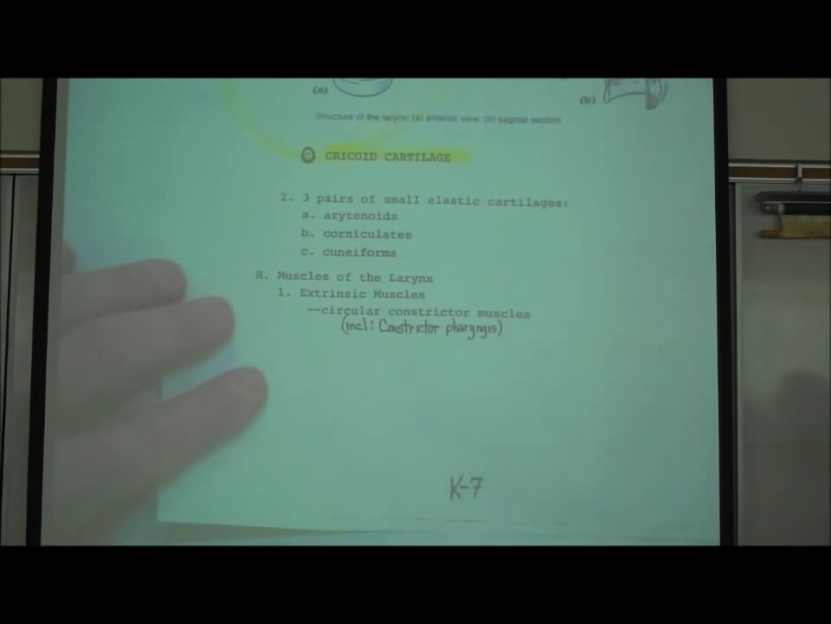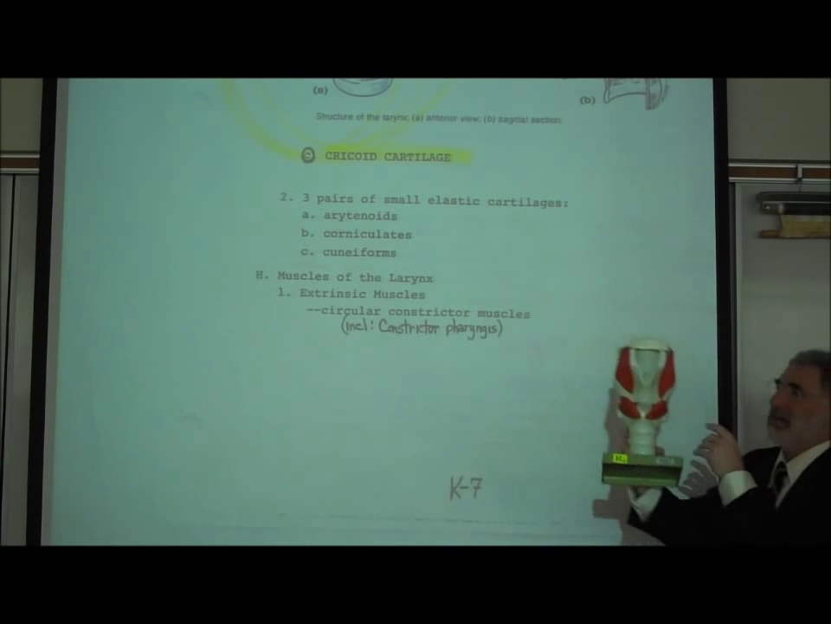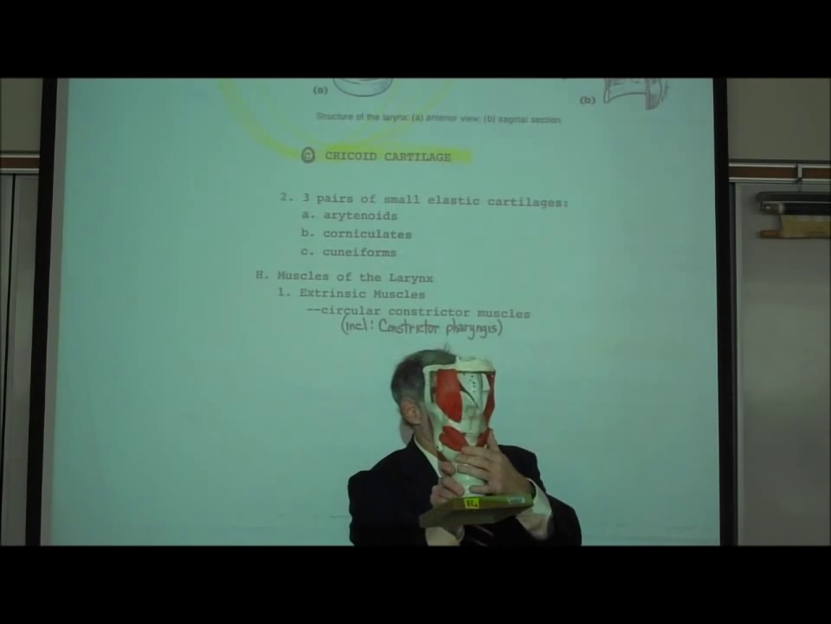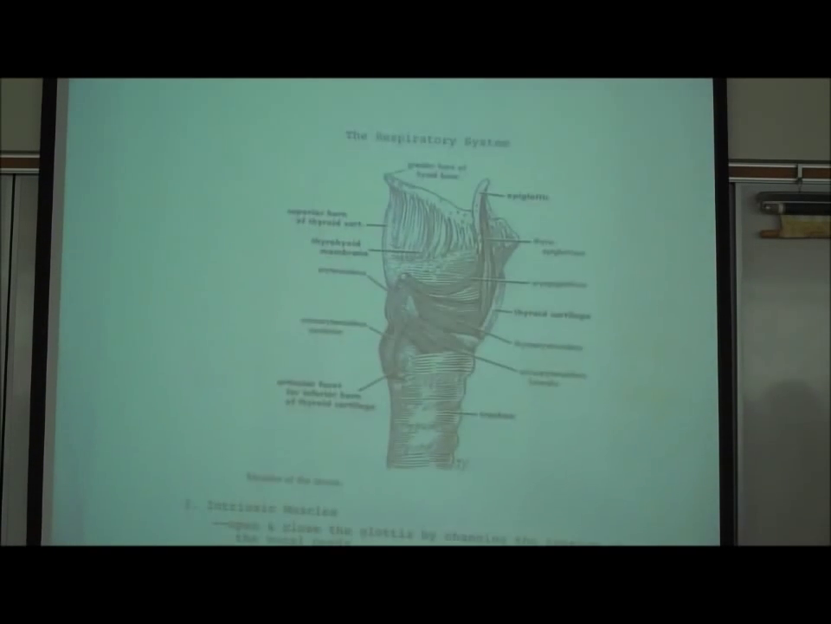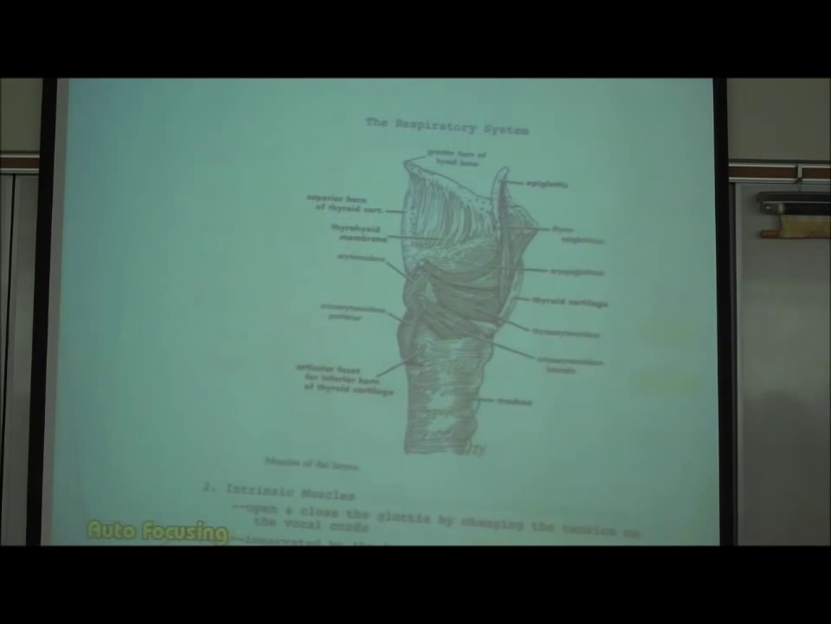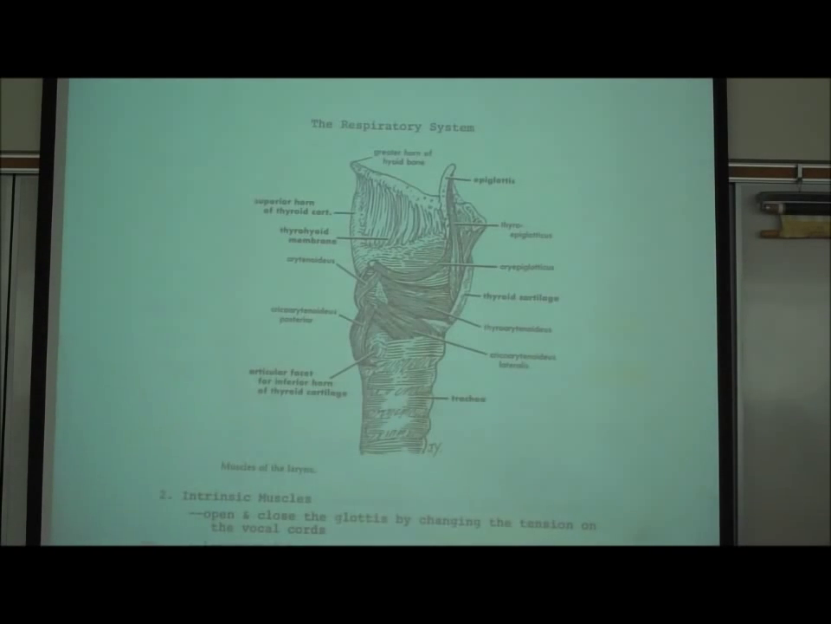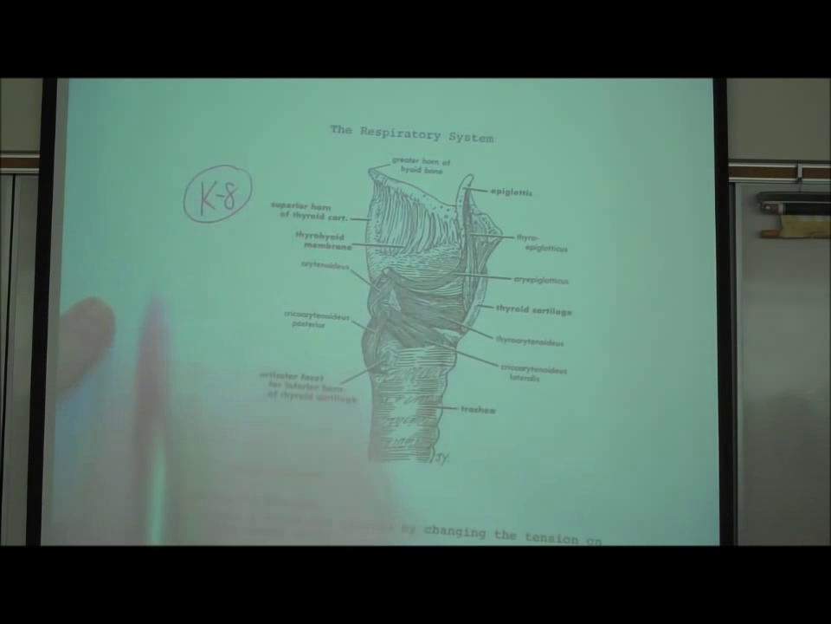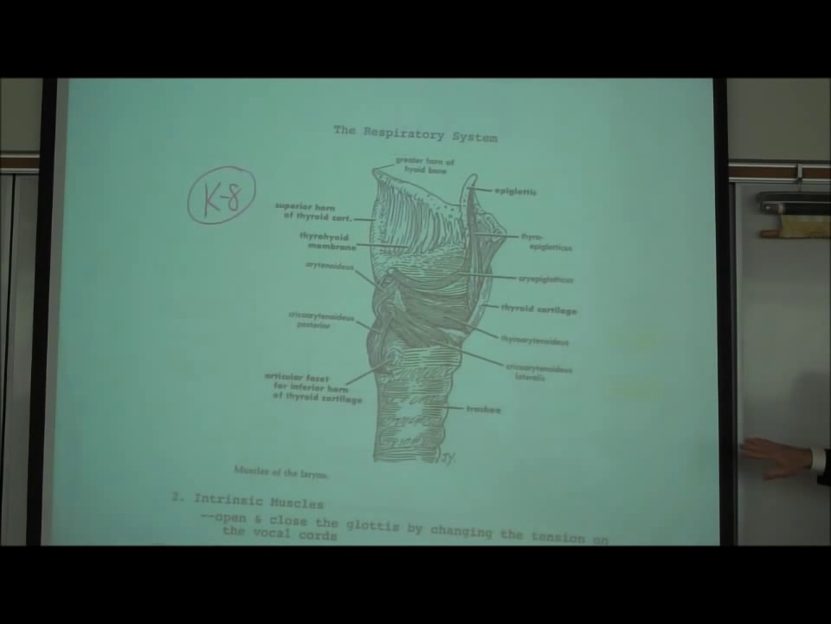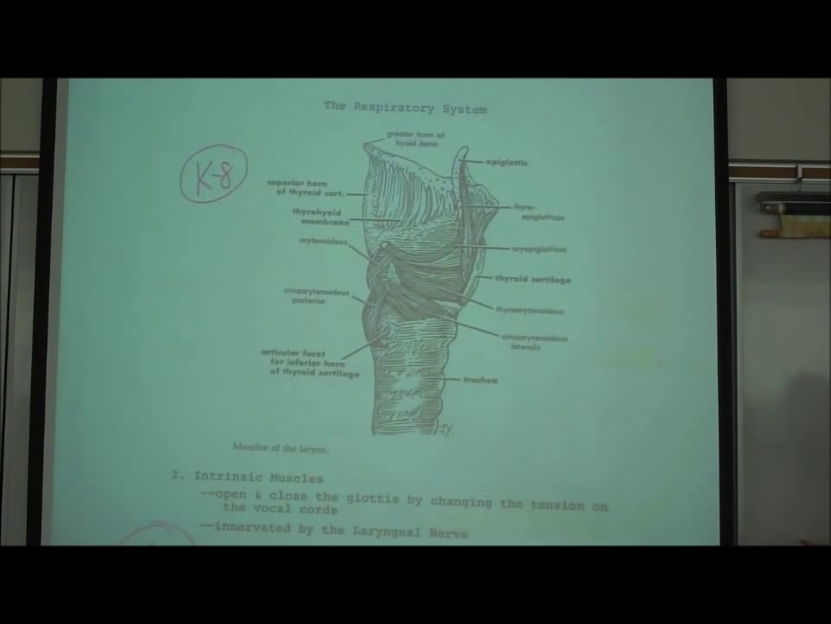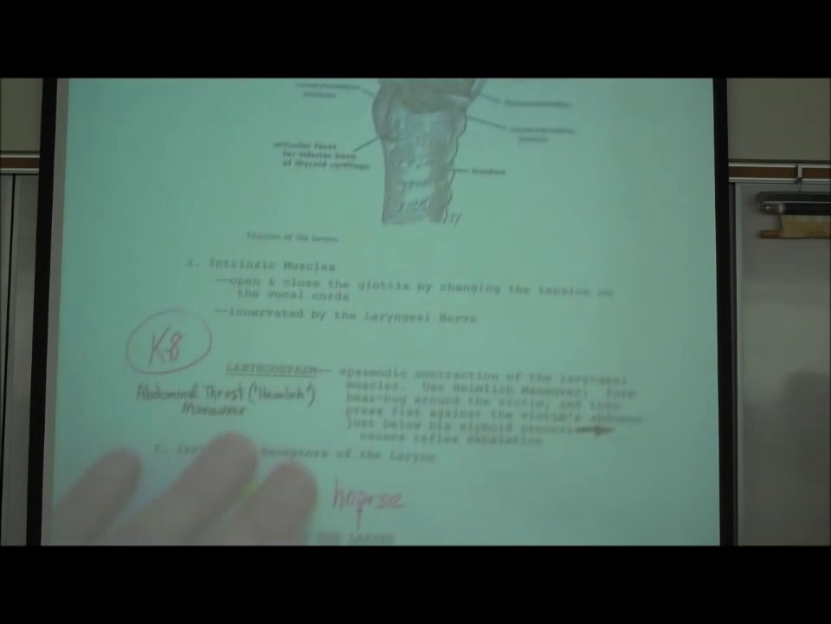Now, at the bottom of K7, there are muscles in the larynx. When you look at this model, the red represents muscles of the larynx. And we're not going to ask you to know the names of any of these muscles. On the next page, K8, it just shows again a picture with the various muscles. This is a lateral or side view of the larynx. And again, I'm not testing you on any of these muscles.